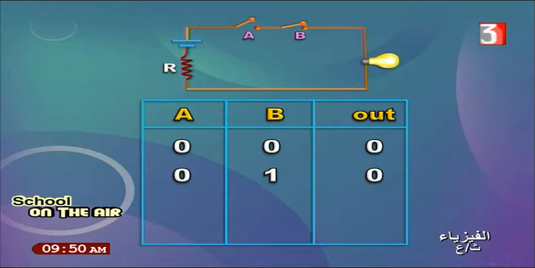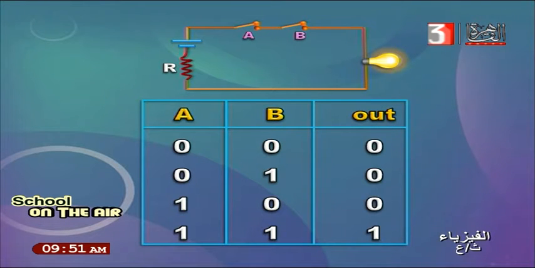And the other possibility, A is closed. B is open. Also no possibility for the current to reach the bulb. It won't glow, 0. So for the bulb to glow, each one of them should be equal to 1. Both of them should be closed. In this case, we'll reach 1. This was about the AND gate.